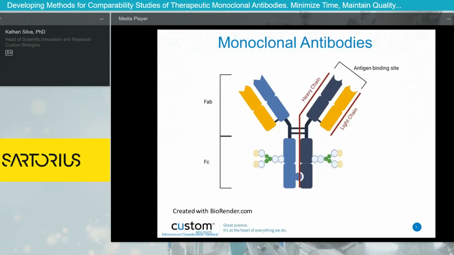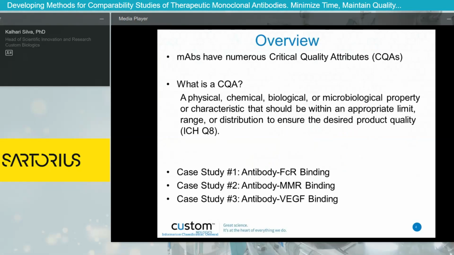Our focus in today's talk will be how we use the Octet to evaluate the impact of these alterations on the mAb's functional performance. As we know now, mAbs are complex structures and they also have numerous critical quality attributes. So what is a critical quality attribute? If you look at the definition, it's a physical, chemical, biological, or microbiological property or characteristic that should be within an appropriate limit, range, or distribution to ensure the desired product quality.